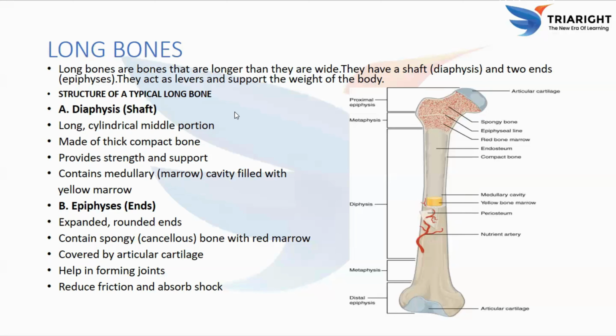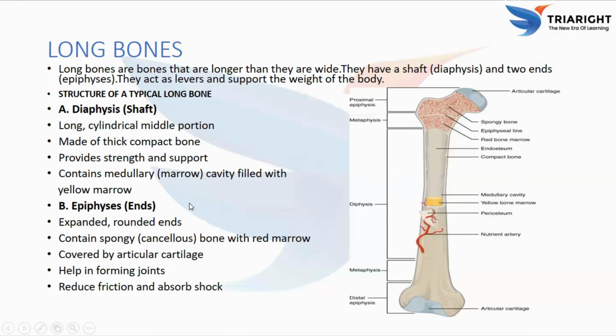Inside it, it has a long hollow space called the medullary cavity. You can clearly see here in the picture, you can find the medullary cavity. This is a hollow space inside the diaphysis. This cavity contains the yellow bone marrow, which you can see, and this provides strength and support. Inside this, it stores the fat. This diaphysis stores the fat inside the yellow bone marrow.